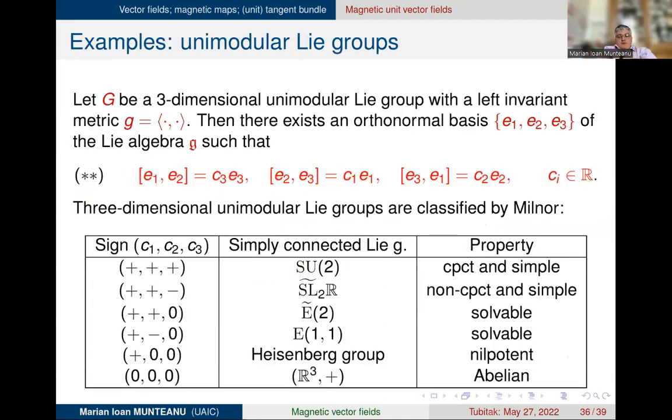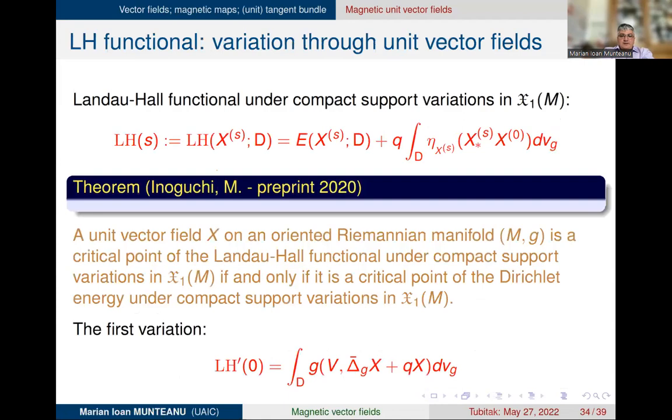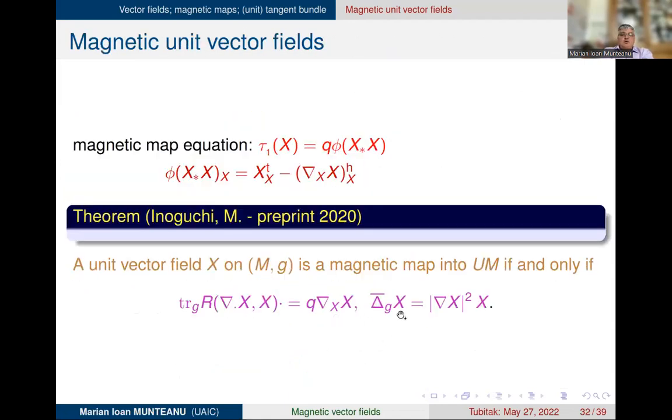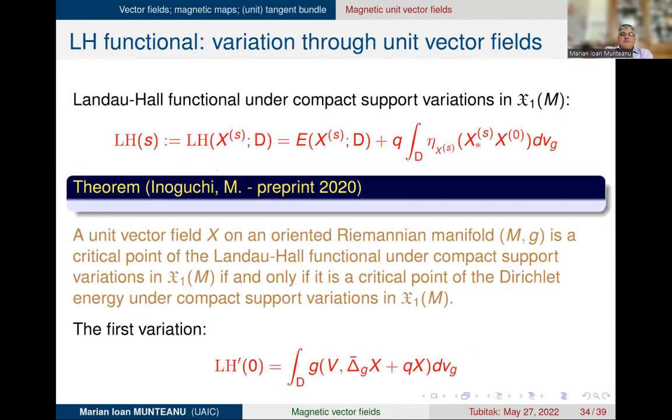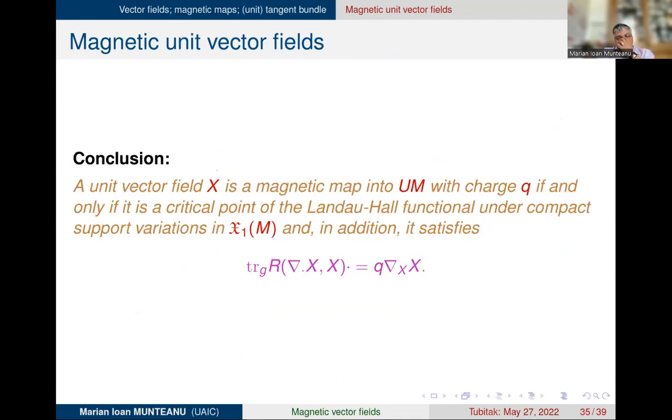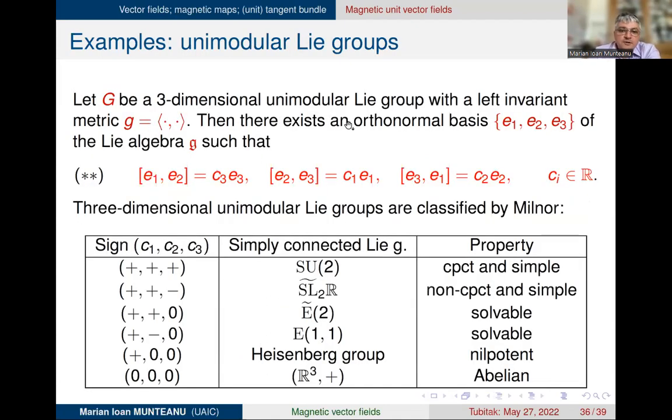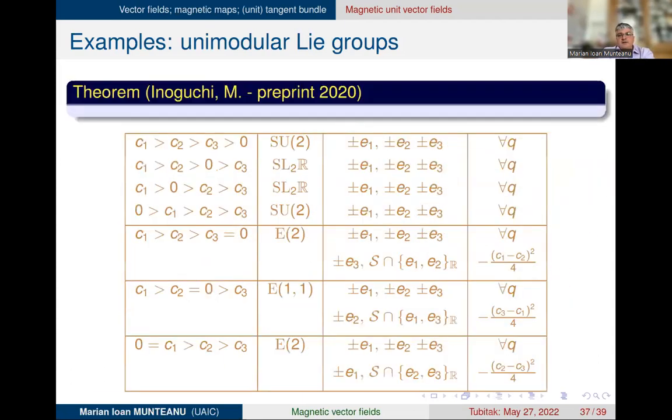And we finalize our study with giving examples. So we are working in Lie groups of dimension 3, and we consider the unimodular and the non-unimodular cases. And we developed these two equations in order to classify magnetic maps, or unit vector fields as magnetic maps from G to UG. Okay, so I will skip this.